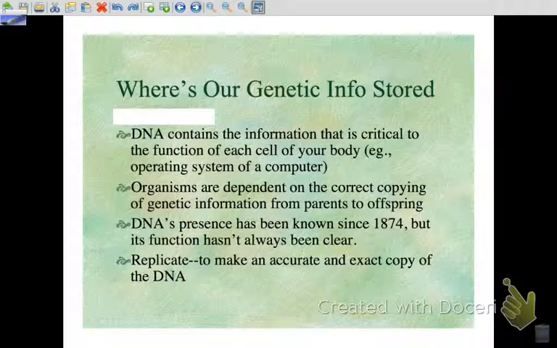We've known about DNA since 1874, so about 140 years. But why wasn't it always very clear? What made it not so clear to us about DNA? 1874 versus today, exactly. The microscope. We didn't have a microscope back then, so we weren't able to see anything. Now we're able to see, and we can actually see inside it, and a whole lot more stuff.